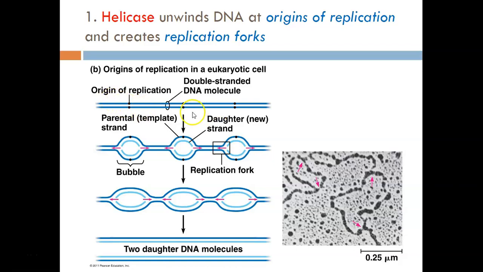So kind of going through that a little bit, helicase unwinds. So it creates these replication bubbles. And on either side, we have something called a replication fork. So they kind of move in opposite directions, and you can have multiple going at the same time in a DNA strand.